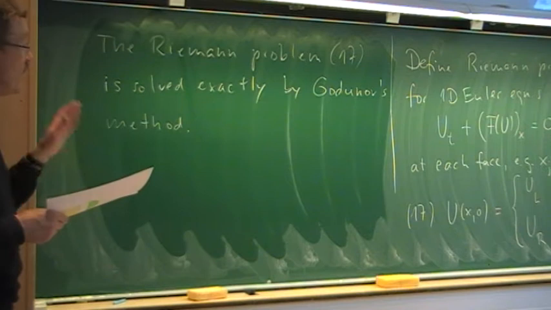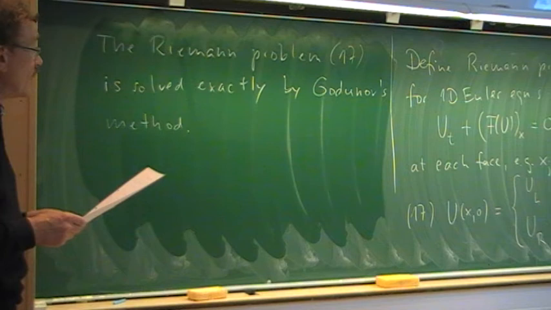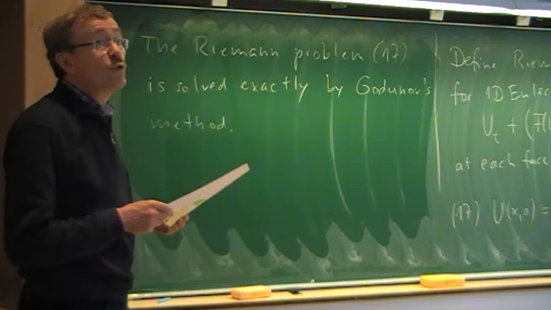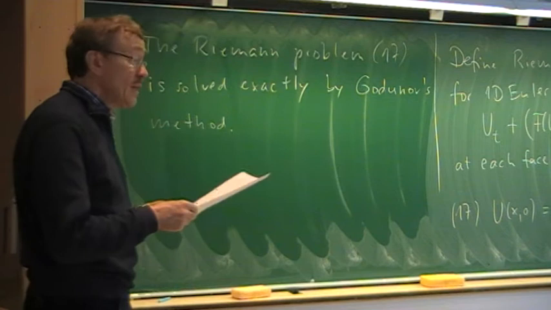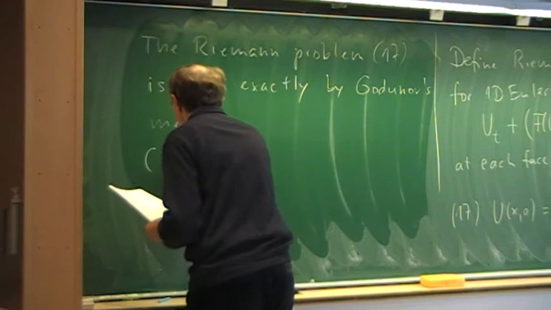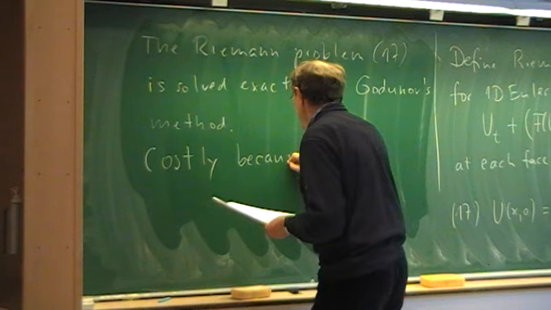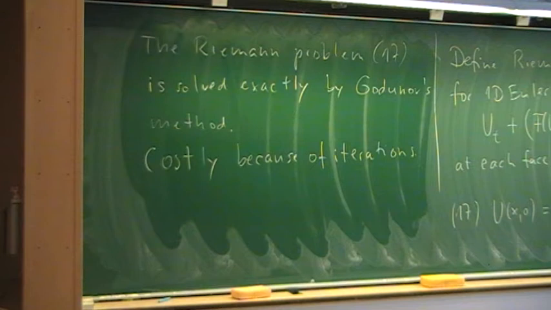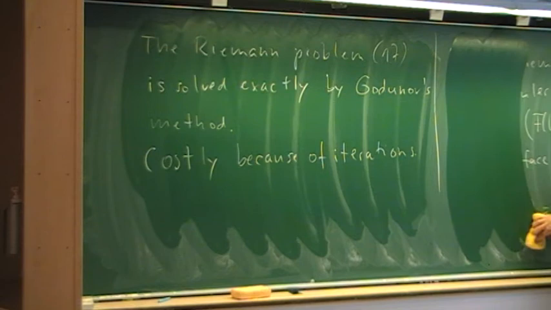There is, however, a problem here. For the scalar conservation law, we got a formula that we could write down directly without any iteration. But for the Euler equations, we need to do iterations because we get a nonlinear problem to solve, and we have to solve it iteratively. So this approach is costly in the sense of computational time because of these iterations that we have to do to solve this nonlinear problem. And it turns out it is usually not necessary to solve it exactly. So instead, we can use much simpler approaches, similar to the ones we already have seen for the scalar conservation laws.